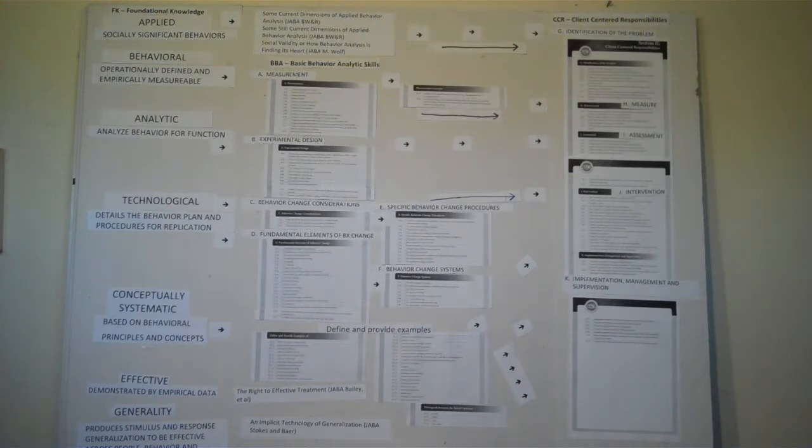Technological is to build the intervention. That's where you'll see items C, D, E, and F all are part of the technological components. The considerations for change, the elements of change, the specific procedures to use, and the larger systems all go into the intervention of the CCRs. Finally, you'll see under conceptually systematic, FK10 through FK46, these are all the foundational terms and concepts.